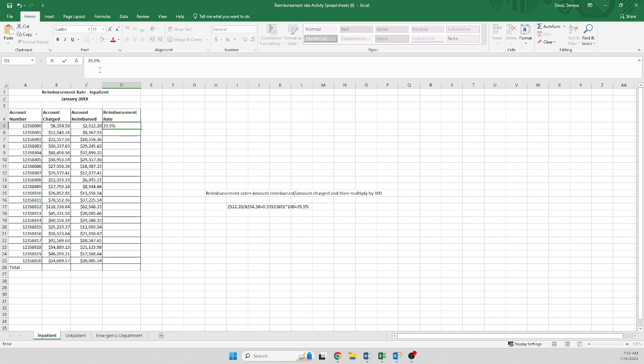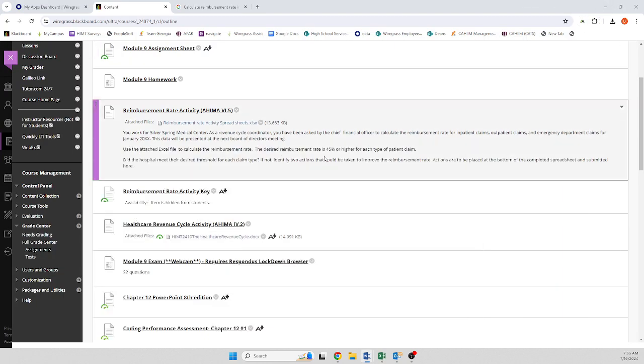Now, if you wanted to, you could come in and put formulas any way you wanted to do this. Here's your formula. If you want to build formulas, and then you're going to have a total amount. So you can do the same thing with your total amount down here. The desired reimbursement rate is 45% or higher for each patient claim. So for each claim, you have to look and see whether or not the hospital met that threshold.